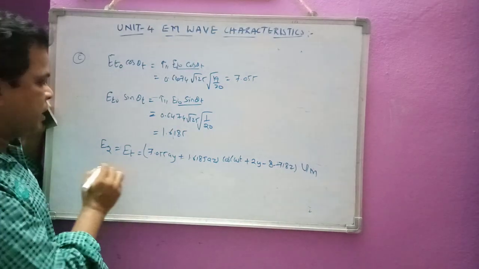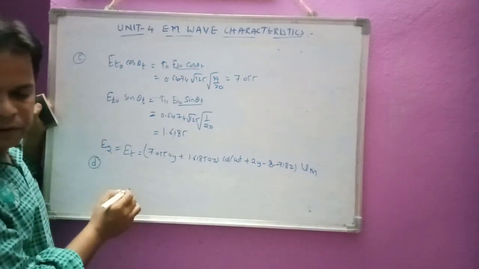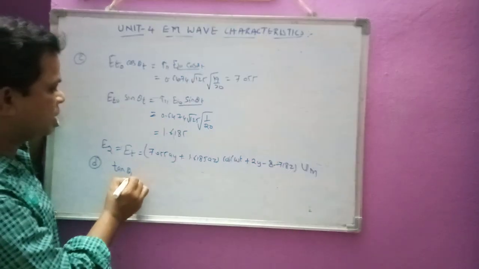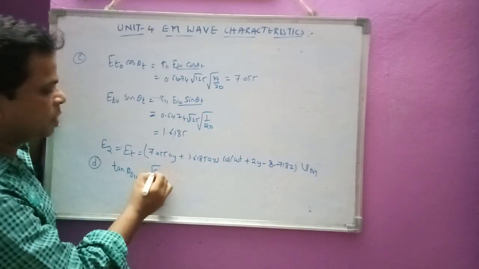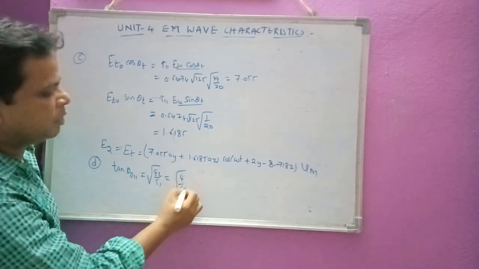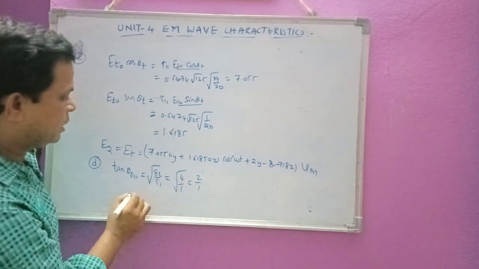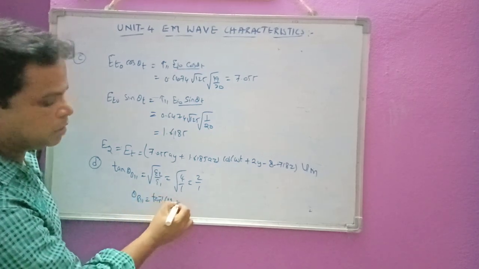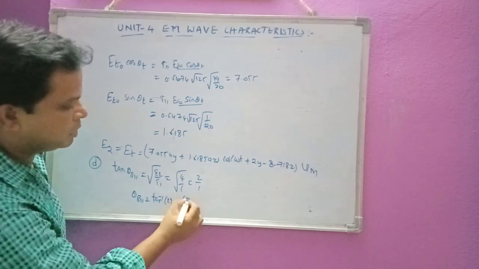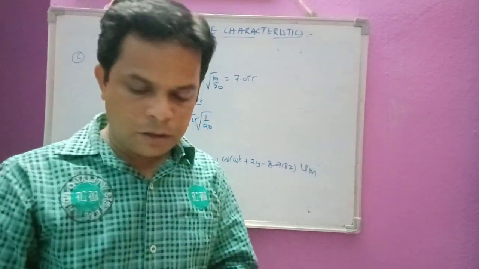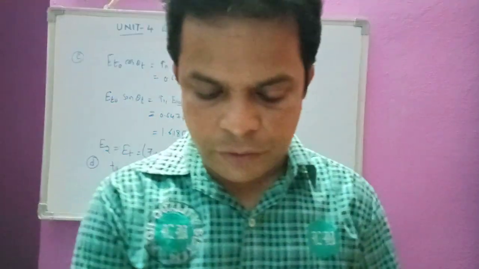And finally I want to calculate the value of tan theta b parallel, that is the Brewster angle. Tan theta b parallel is equal to square root of epsilon 2 by epsilon 1, square root of 4 by 1, that is 2 by 1. So tan theta b parallel is equal to tan inverse of 2. This value will be equal to 63.43 degrees. Okay, so these are the two problems we have done here.